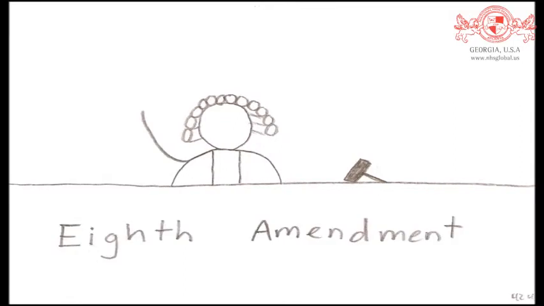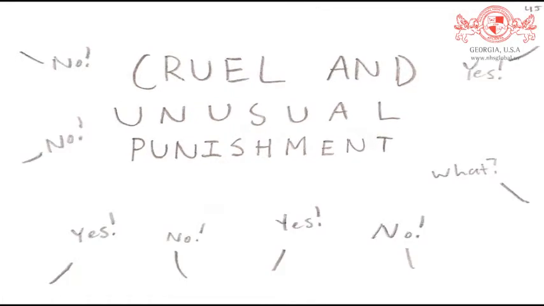Under the protections of the Eighth Amendment, no sentence can be cruel and unusual punishment. Of all the parts of defendants' rights, this has garnered the most criticism and argument, since what one person considers to be cruel and unusual may not be for another person.